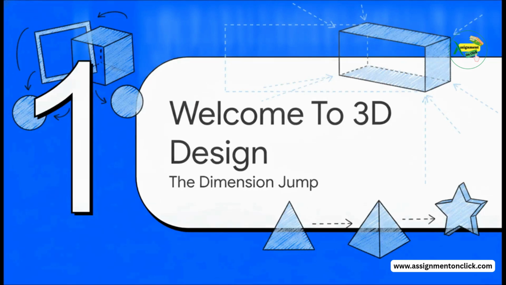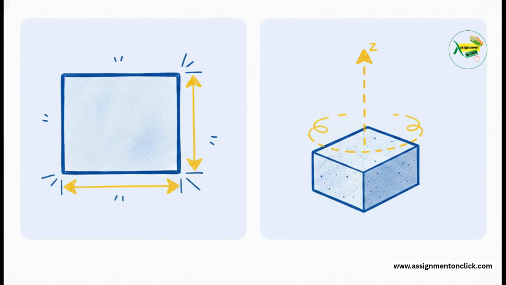Welcome to 3D design, the dimension jump. Think about a traditional 2D drawing. You know the drill. It gives you length and width. Basically a top-down view of, say, a concrete block. But the moment you introduce that z-axis, boom, you suddenly have height and depth. You're literally taking your familiar flat blueprints out of the flatlands and pulling them right up into reality. This lets you rotate, inspect, and catch design conflicts way before construction even begins.